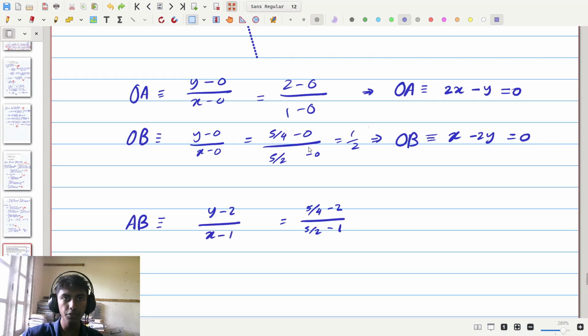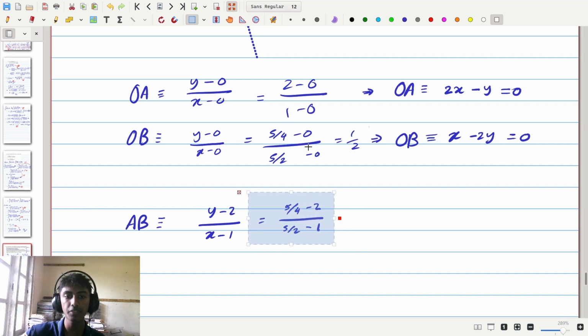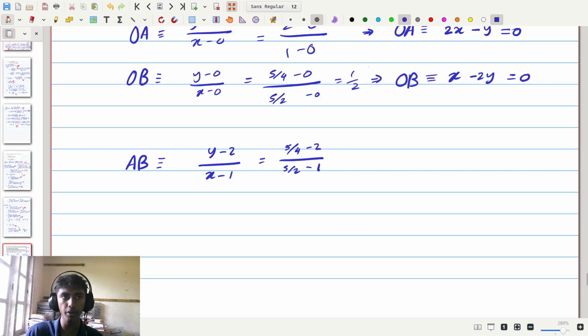Now we can see, if we simplify this thing, which I'm actually going to do in multiple steps because it's a little bit more complicated than the previous ones. If we simplify this thing, we can see the 2 can be turned into an 8 divided by 4, which if you subtract 5 divided by 4 minus 8 divided by 4, we're going to have minus 3 divided by 4. On the denominator, we're going to have 5 divided by 2 minus 1, which is going to be 5 divided by 2 minus 2 divided by 2, which is going to be 3 divided by 2.